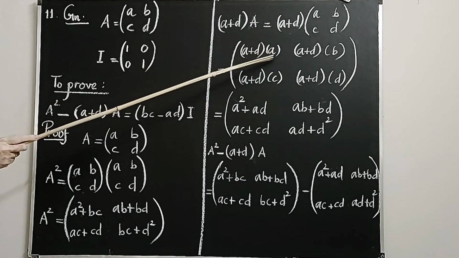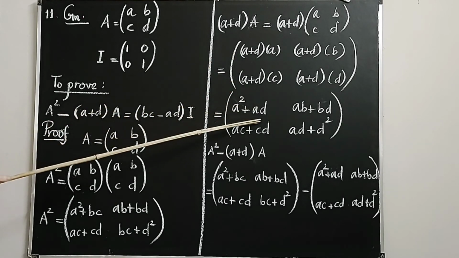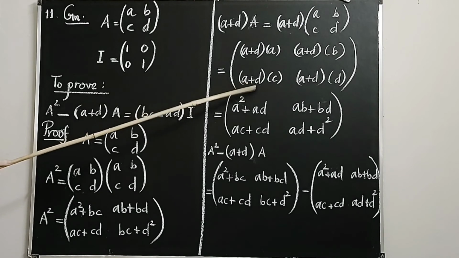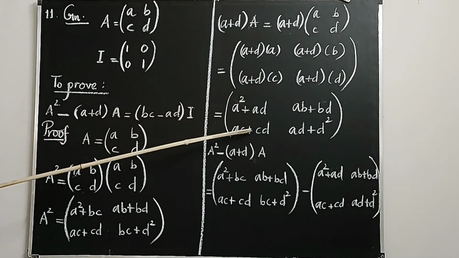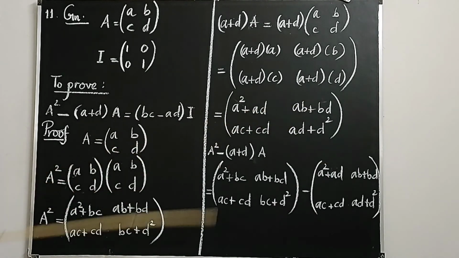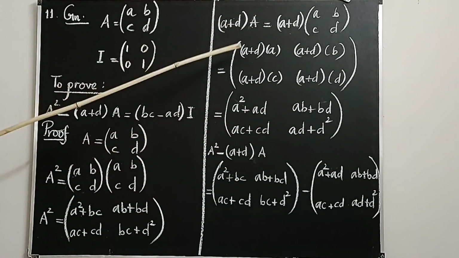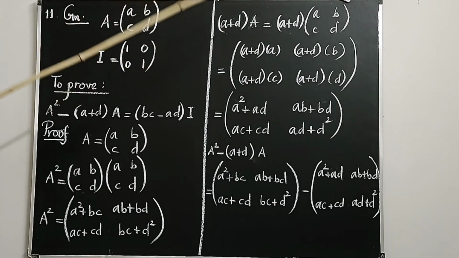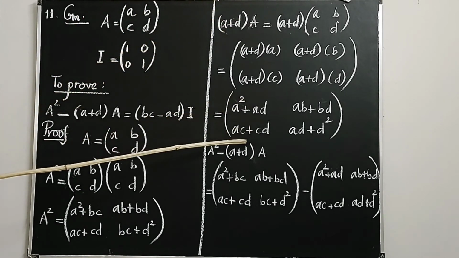Multiply A plus D by A, that is A square plus AD. Then A plus D into B is AB plus BD. A plus D into C is AC plus CD. A plus D into D is AD plus D square. Now we get what is A plus D of A. A plus D is a scalar. We have to multiply all the elements of A by A plus D. We got this answer as A plus D of A.